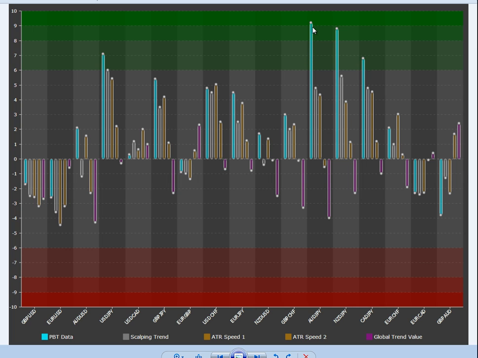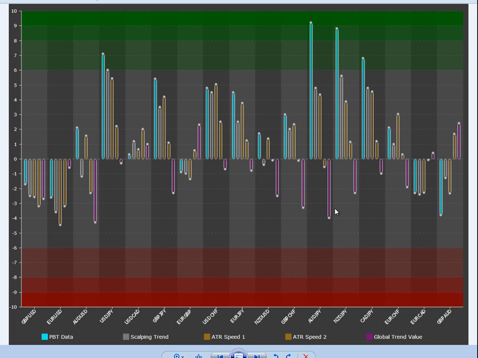Right now, the aqua blue line is up here in the dark green, but the purple, you notice, is pointing in the opposite direction. This is what is known on our forum as a trend scalp, because in this case, you're going to sell. In this case, it's the Aussie yen. You're going to sell the Aussie yen back in the direction of the global trend, because X Scalper is telling you that this pair is overextended, ready to bounce. So you can sell it.